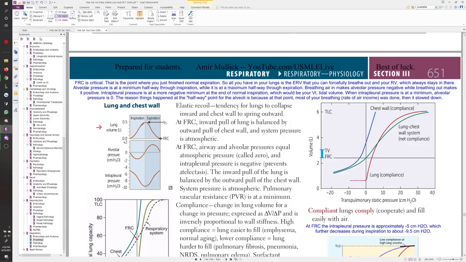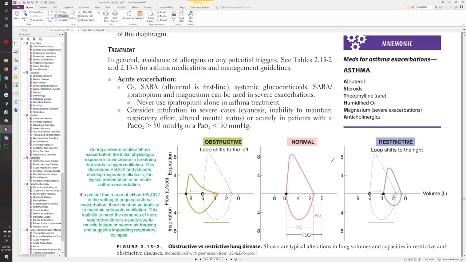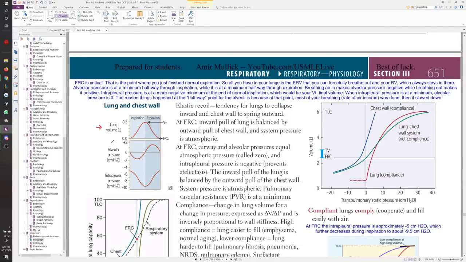You breathe in, your lung volume increases. You breathe out, your lung volume decreases, right? That is the easiest thing to understand. This is what we're looking at on the other graph, right? Right here, we're seeing flow velocity, which is related to alveolar pressure.